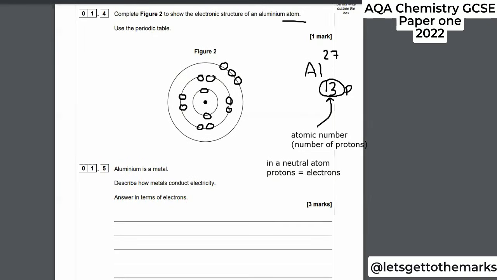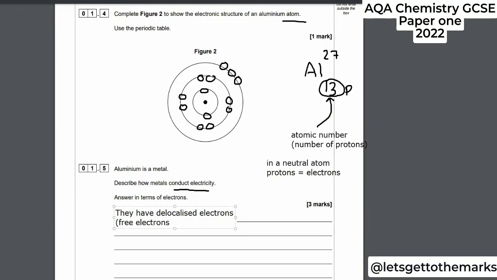What is it that all metals have that allows them to conduct electricity? And this is only found in metals, and graphite or graphene has this as well. So they have delocalized electrons. Now, you've probably heard the term free electrons.